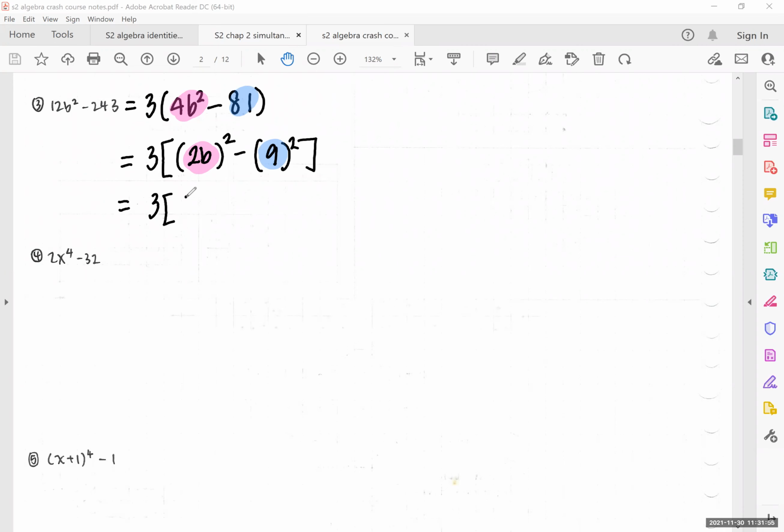3 bracket, can you see? A plus B, A minus B. Can you see that? And there's no sign in between the two giant brackets. So just 2B, 9, 2B, 9. So I can just write as 3, 2B plus 9, 2B minus 9. That's all. Check. Is there anything common between 2 and 9? No. Then that's okay. That's all.